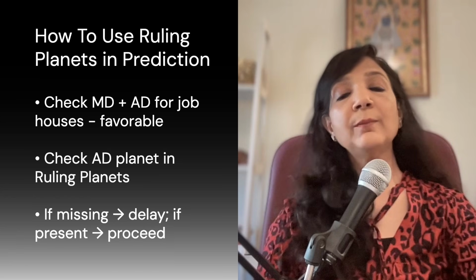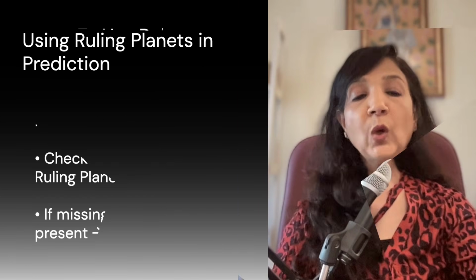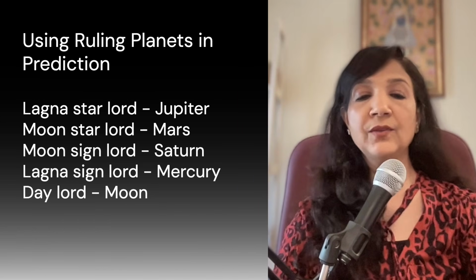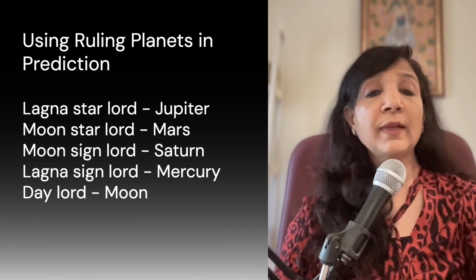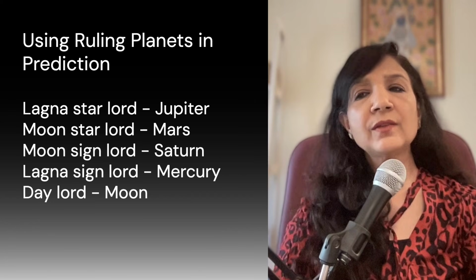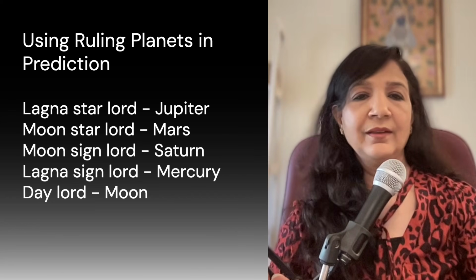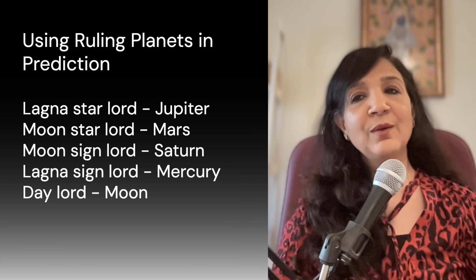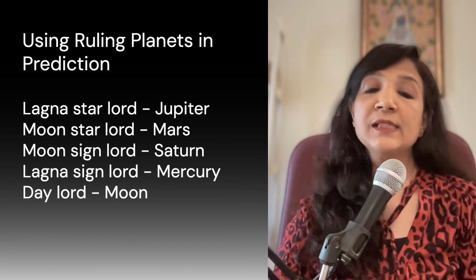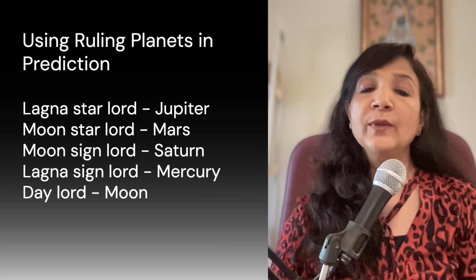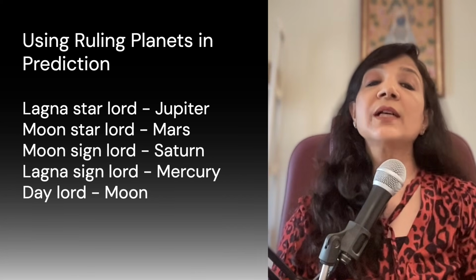Suppose the Antardasha planet is Sun. Now you will check the list of ruling planets. Do we see Sun in ruling planets? No. Sun is not present in ruling planets. This means there's delay. Antardasha is saying yes, but still there's delay. So this event may happen, but the time has not come yet. So in this case, check next Antardasha.